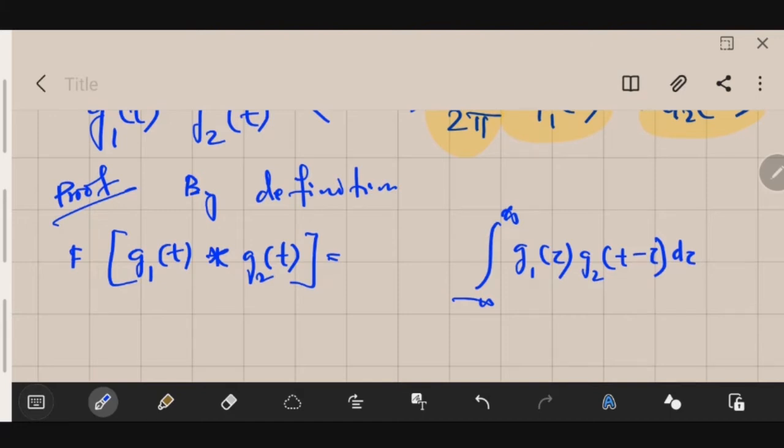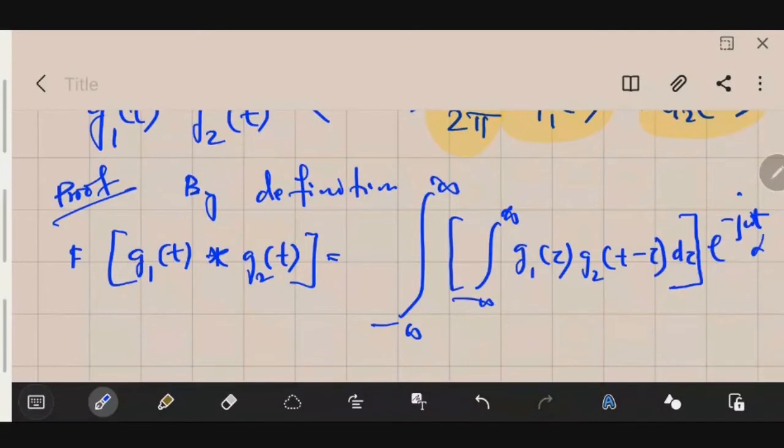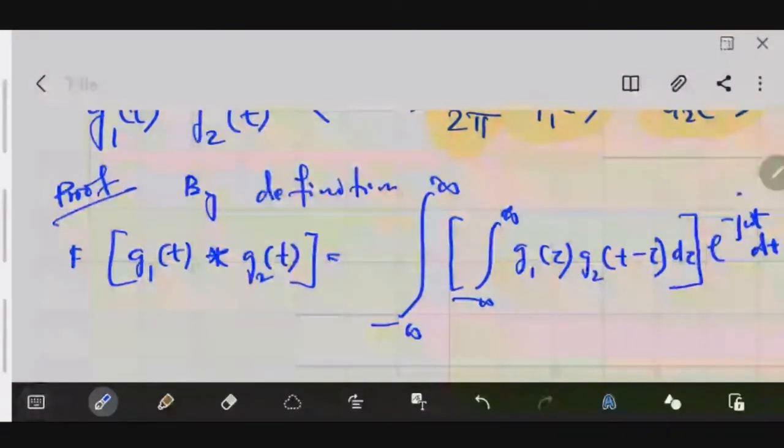Now we have to take the Fourier transform of this. So let me keep it inside a square bracket, and then take the integral from the outside, from minus infinity to infinity. Then I multiply e to the power minus j omega t, dt. This is the normal way we find the Fourier transform. Why have we written it in this way? Because we are trying to find the Fourier transform of g1 of t convolved with g2 of t.